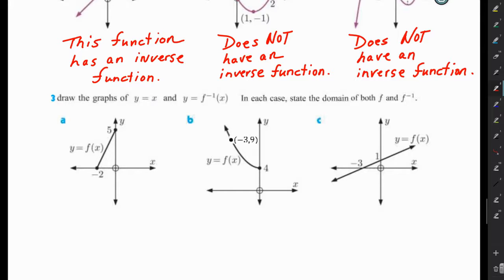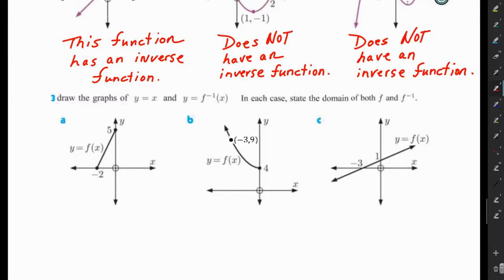All right, moving on to number 3, it says draw the graphs of y equals x and the inverse. In each case, state the domain of the original function and the inverse. Well, domain is much easier to do once we have the graphs. We'll take care of all the graphs first before we examine the domains.